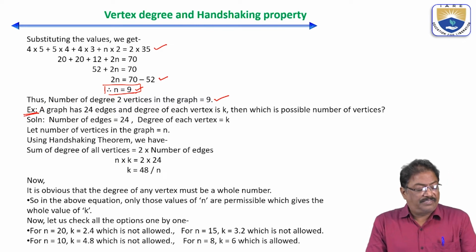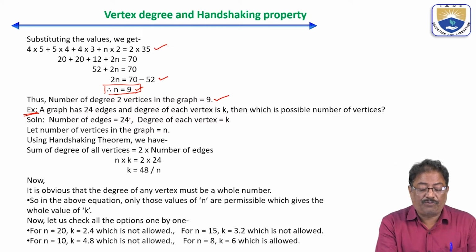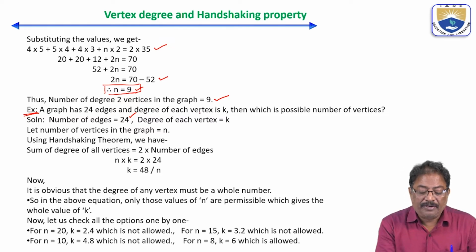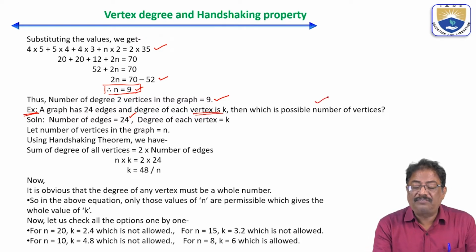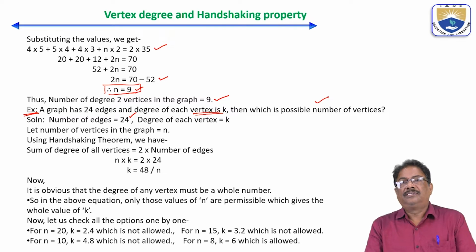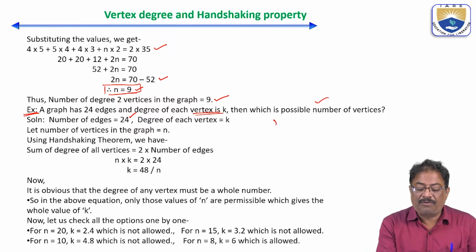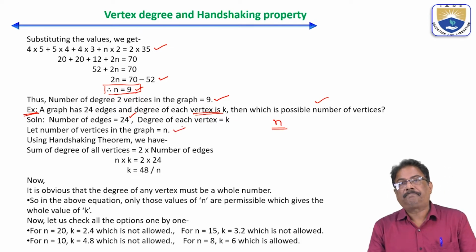Now a graph which has 24 edges, and the degree of each vertex is k. Then what is the possible number of vertices? Here the number of vertices is not given, but the degree of every vertex is given. So now we are going to consider the number of vertices of the given graph to be n.